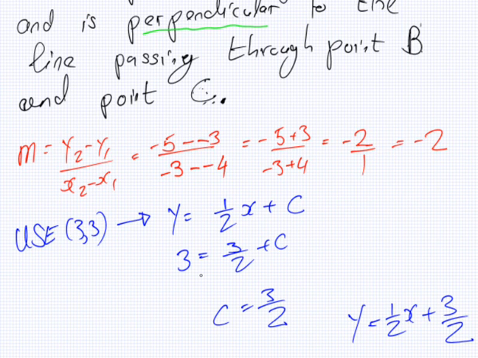Okay. Let me tell you about L. Line L passes through point A and is perpendicular to the line passing through point A and point B.